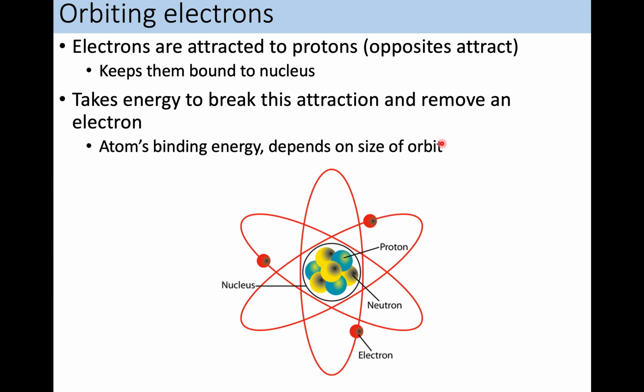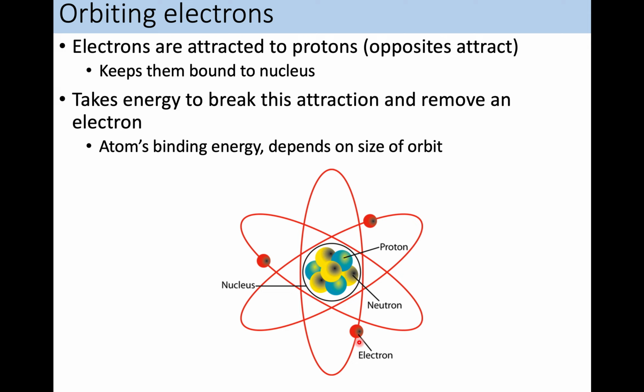So when we think about those electrons moving around, the electrons are orbiting around that nucleus. Remember, they're negatively charged, so they're attracted to the positively charged nucleus, to those positively charged protons. This keeps them bound to the nucleus, keeps them rotating close to the nucleus. So it actually takes energy to break this attraction. It takes energy to break an electron away from the nucleus.